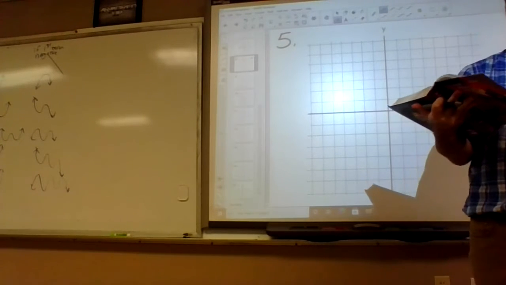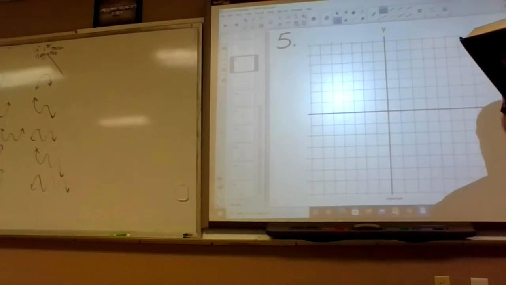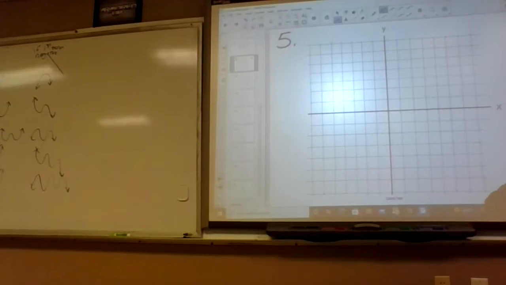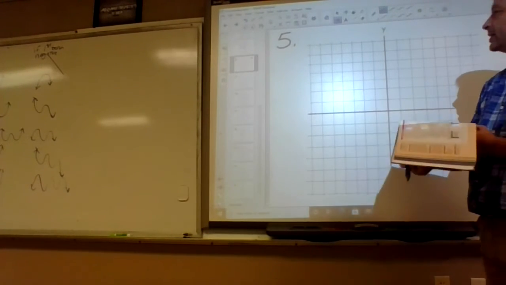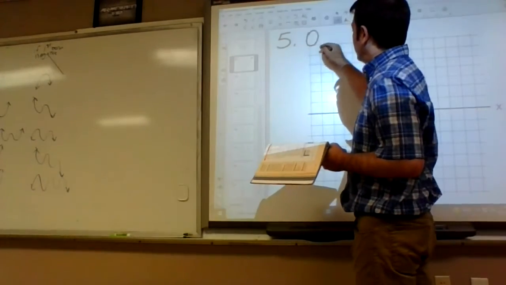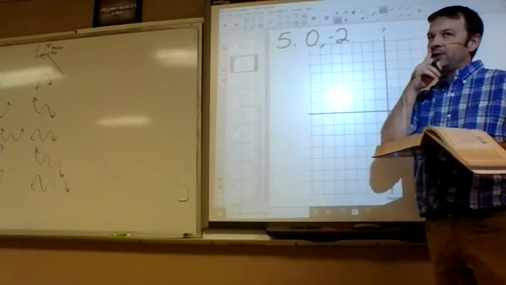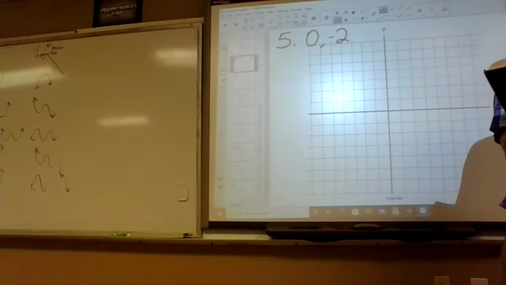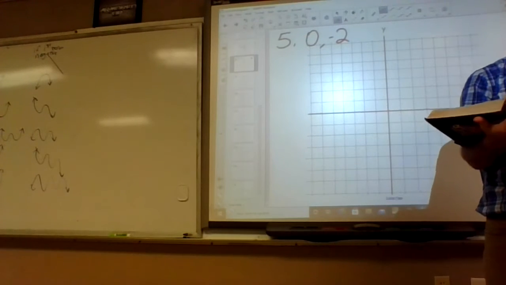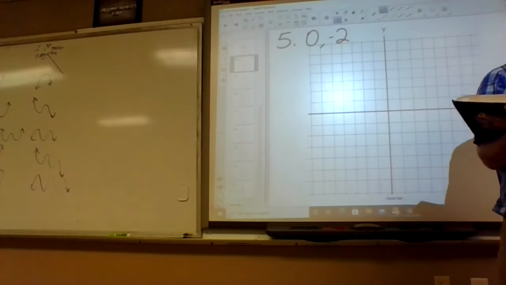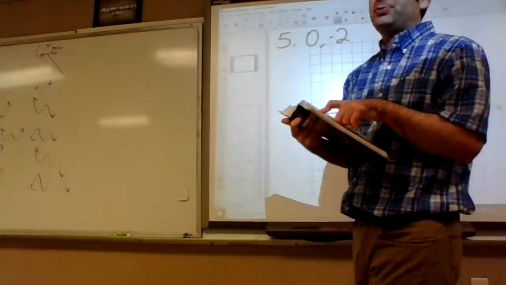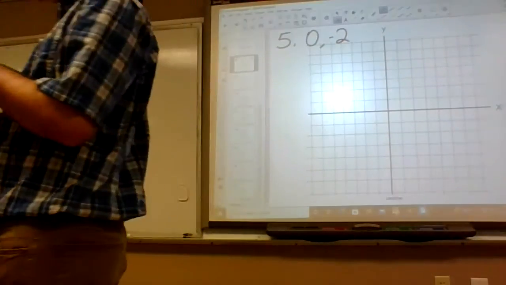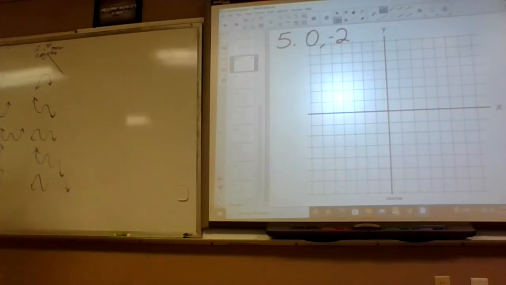Number 5 has a trick we have not seen yet. What are my roots though? What are the zeros of the function? 0 and negative 2. Okay. What kind of function is it? Is it quadratic, cubic, quartic? Cubic, because if you did x squared times x, it would be x cubed, right? Of course it would. It's a cubic function.